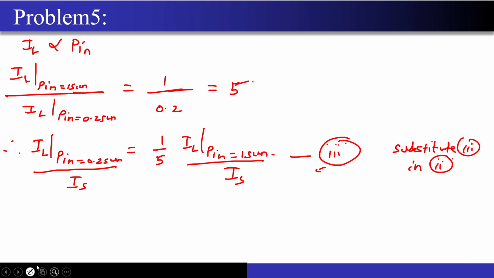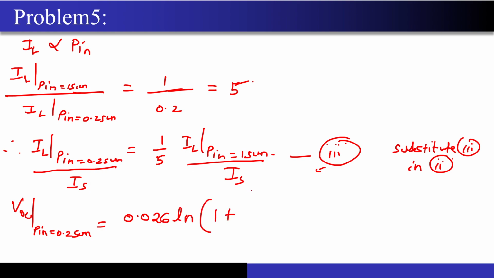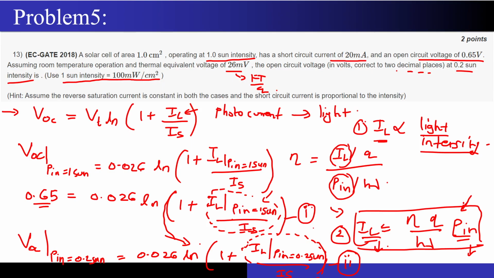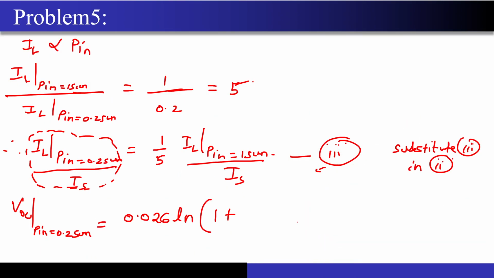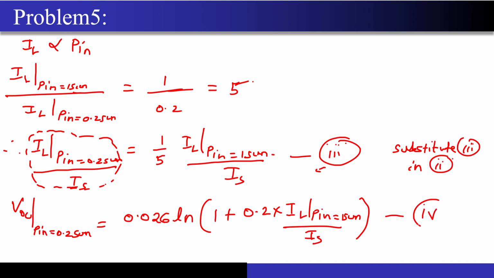What will I get now? I will get, just a minute, V open circuit at P in equal to 0.2 sun intensity is equal to 0.026 ln of 1 plus, this was the term that was present in equation number 2. Now I will replace it with this term over here: 0.2 into IL at P in equal to 1 sun intensity divided by IS. Correct? So let me highlight this as equation number 4.